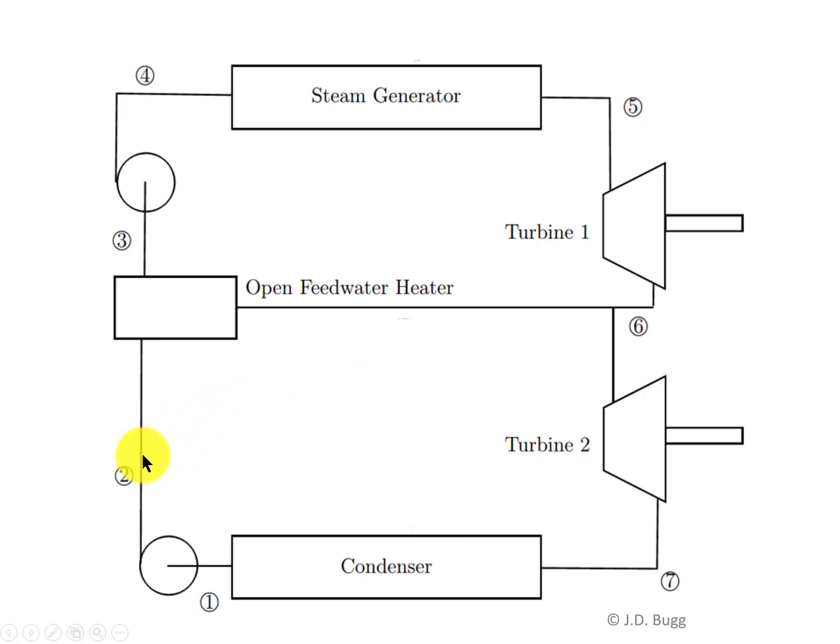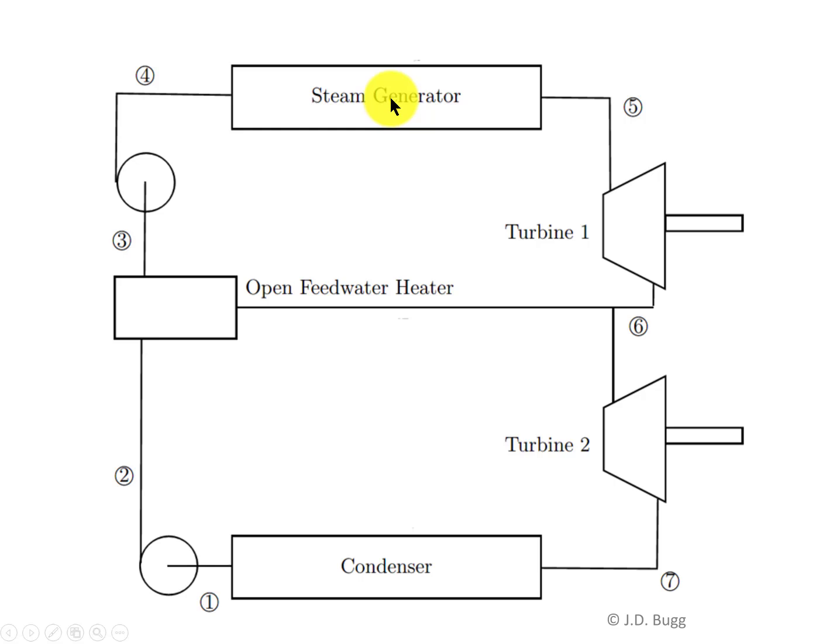So we take a relatively large flow rate of cold water coming in here and a relatively small flow rate of hot steam coming in there, mix them together, and they leave the open feedwater heater. This is how the open feedwater heater works. It preheats this feedwater before it gets to the steam generator by mixing it with some extracted steam from the turbines. After those 2 streams mix together, they leave the feedwater heater here at 3 and then go into a second pump to pressurize this water all the way up to the steam generator pressure.